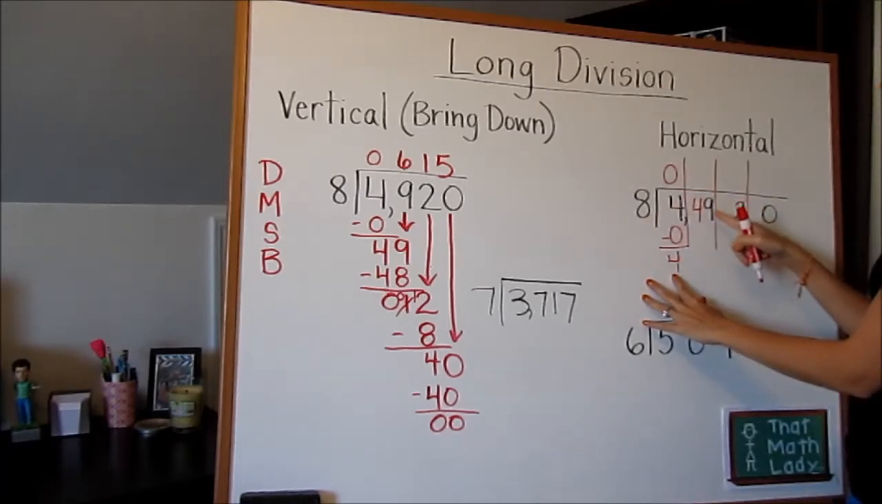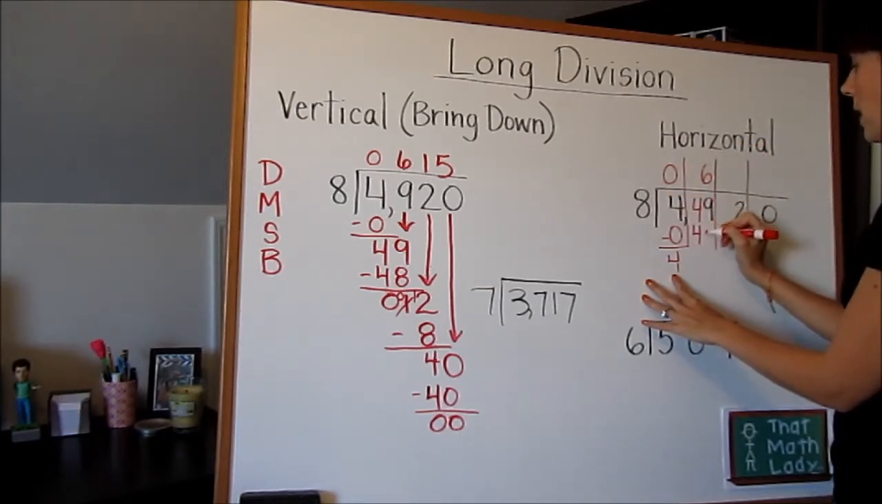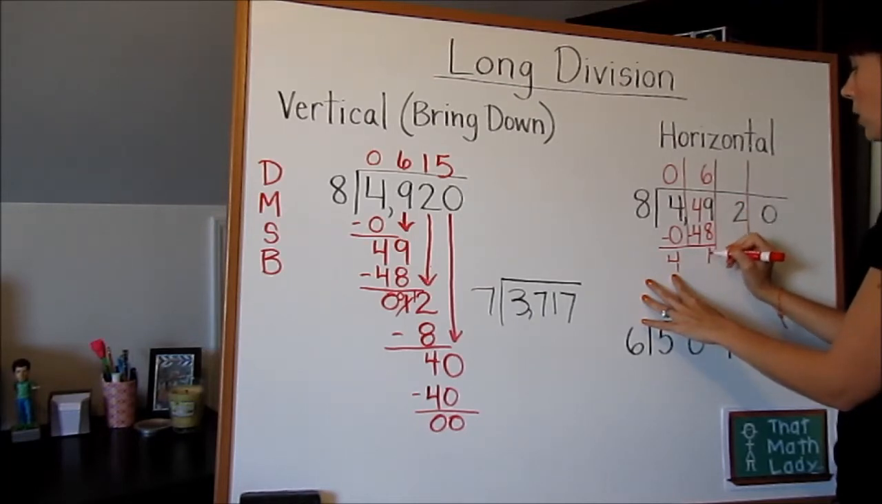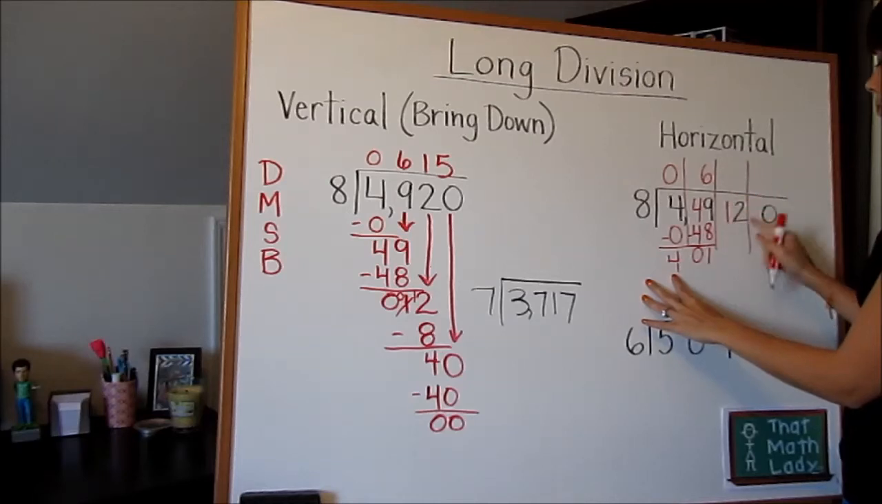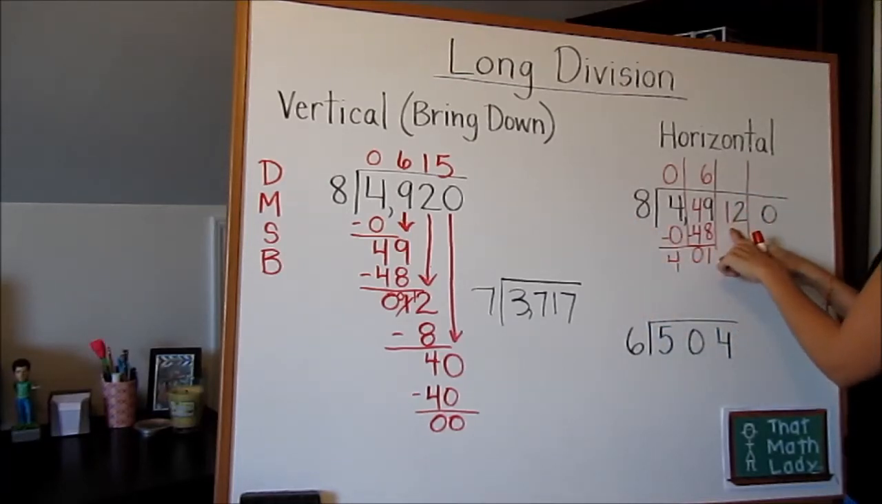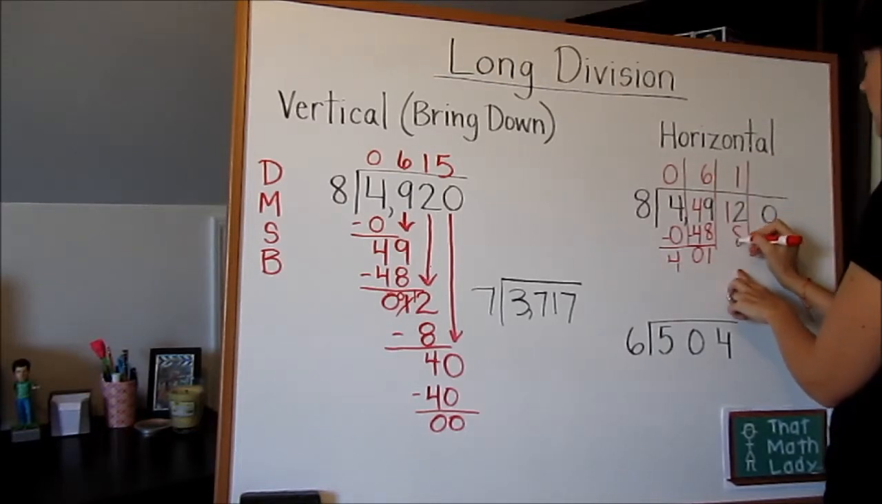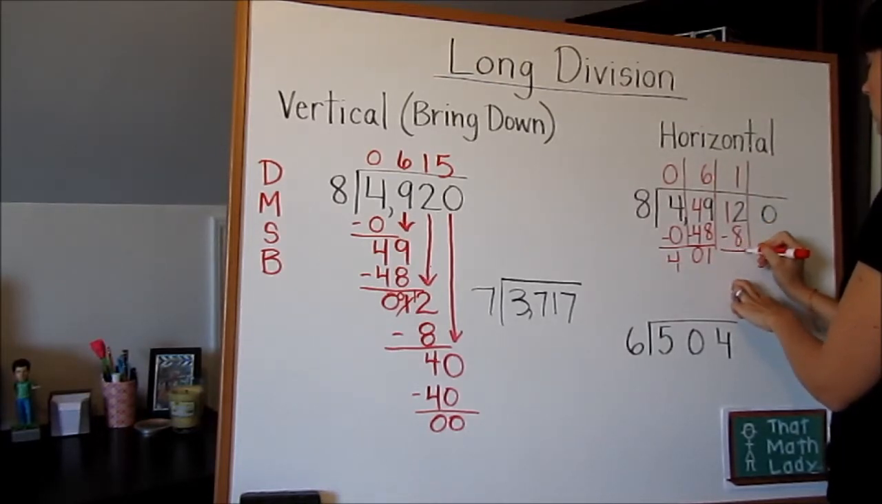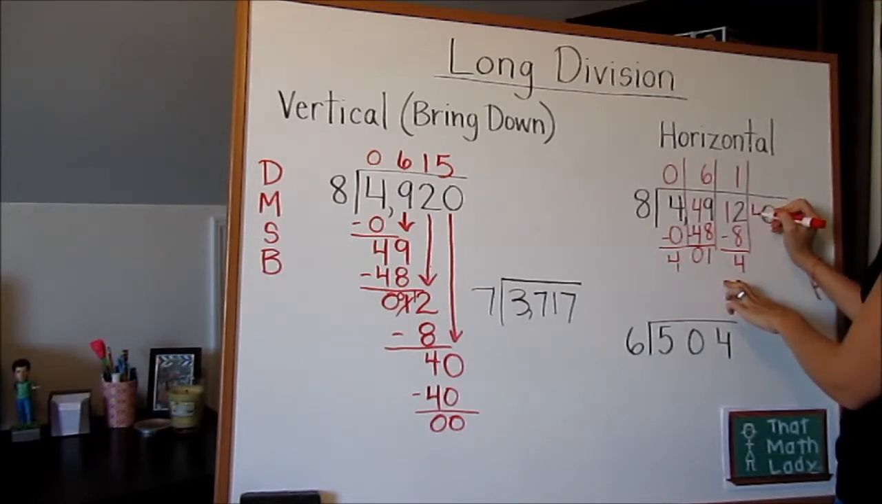Now this number just goes up here next door. Okay? 8 goes into 49 6 times. 6 times 8 is 48. Subtract. 9 minus 8 is 1. This number right here goes up next door here. 8 goes into 12 one time. 1 times 8 is 8. Subtract. 12 minus 8 is 4. That number goes right up next door here.